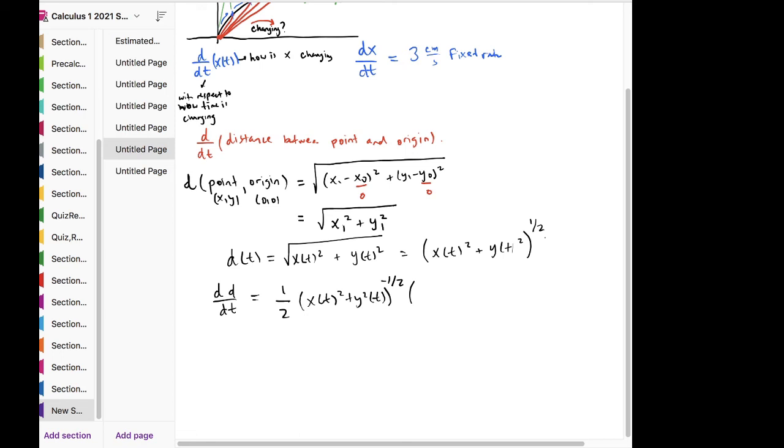You don't have to type the whole thing out. Just, yeah. So it would be 2x of t dx dt plus 2y of t dy dt. Okay. All right. Do we know any of these things? What things do we know?